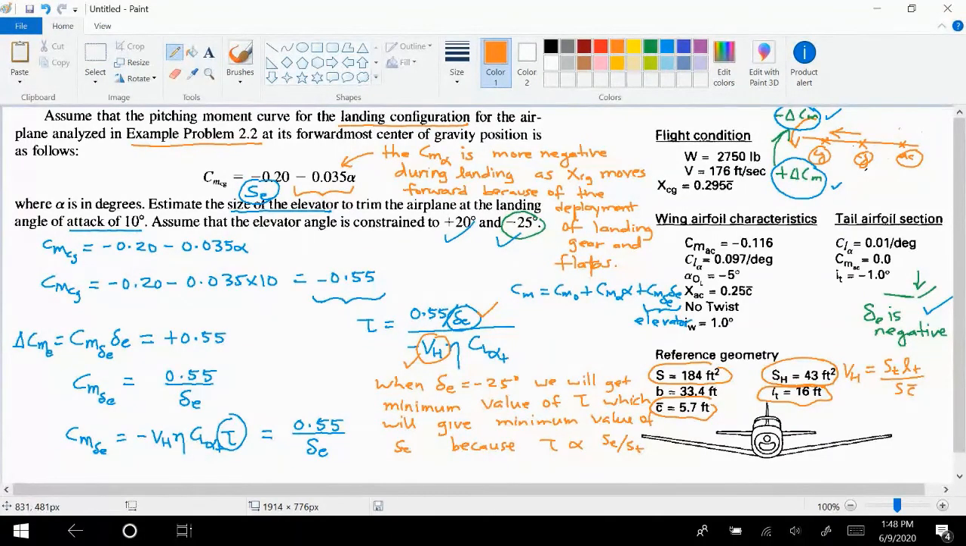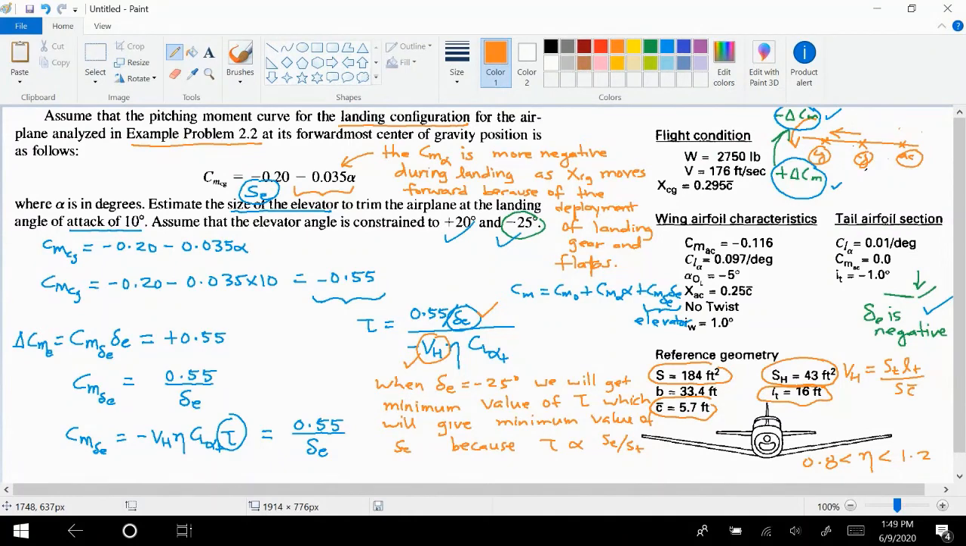Now this tail efficiency factor, unless it is specified, you can assume that it is equal to 1, because that is what seems to be done in most cases. And as we know, most often this value of eta varies between 0.8 and 1.2, and it is greater than 1 if the tail is in front of the wing, and it is less than 1 if the tail is behind the wing. So when you say eta equals 1, it, I think, is a good approximation, okay, unless it is specified.